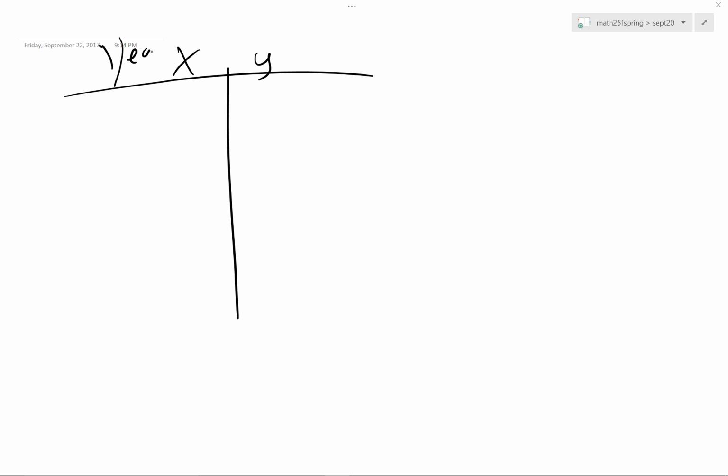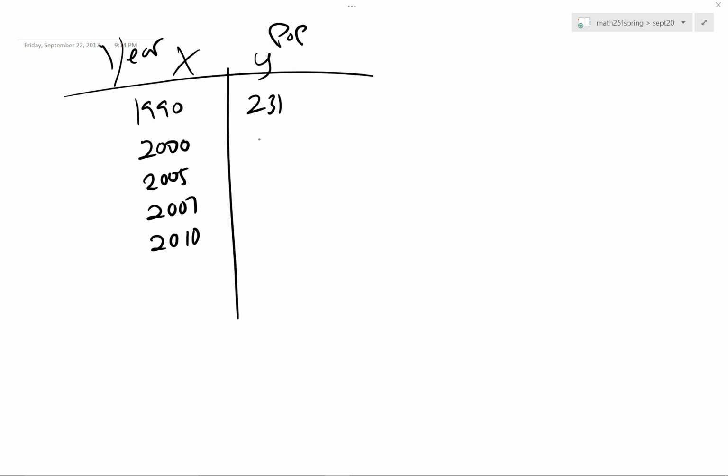Other times you'll be given some data, x and y. Maybe it's years and population. It could be anything, right? So 1990, 2000, 2005, 2007, 2010, or whatever. I'm just making up data here, so no need to get panicked.